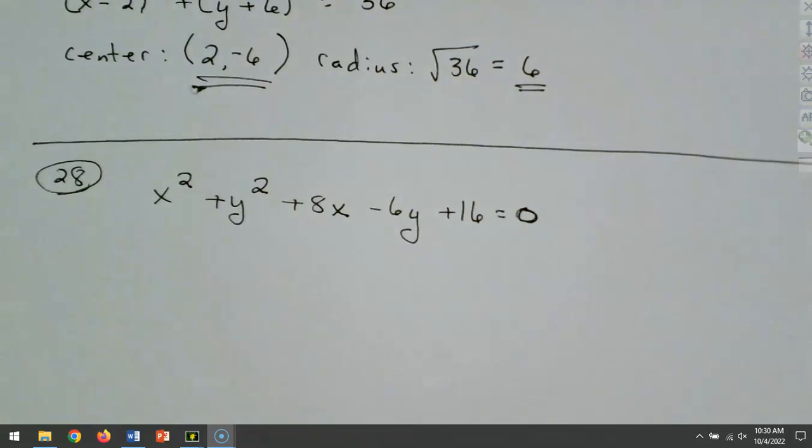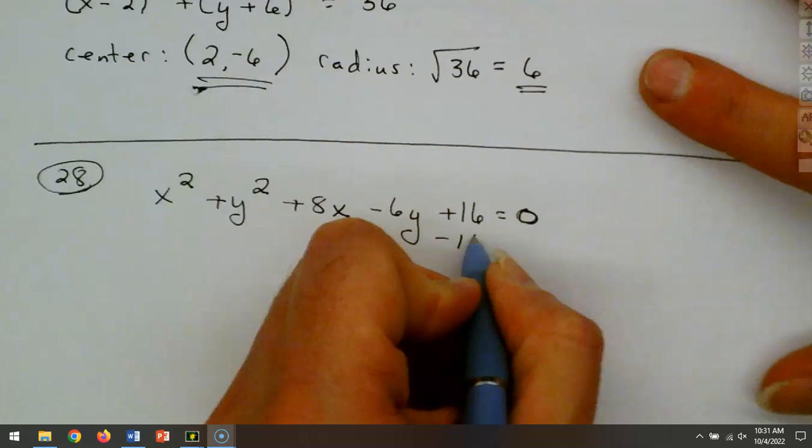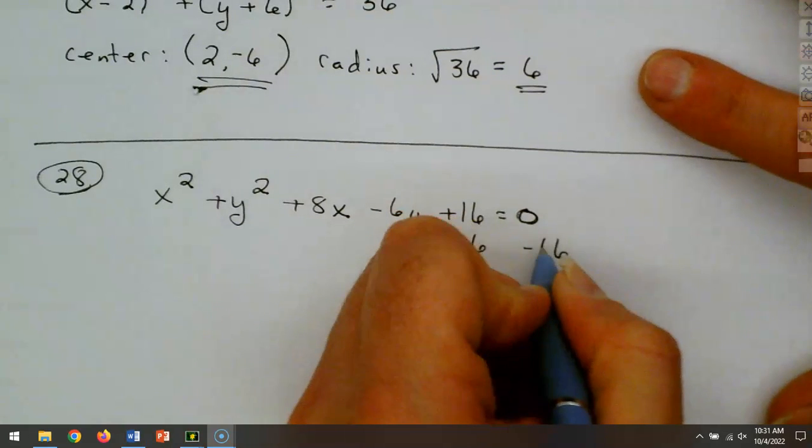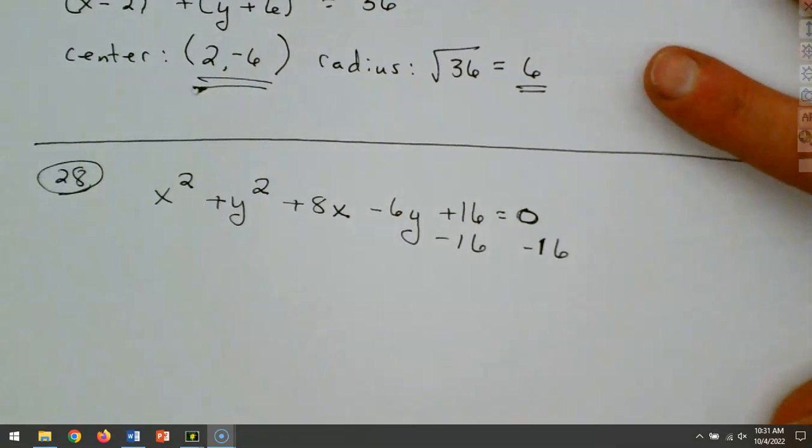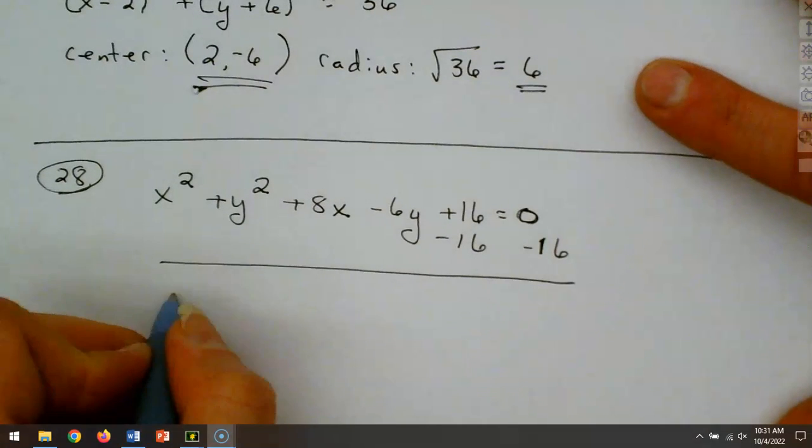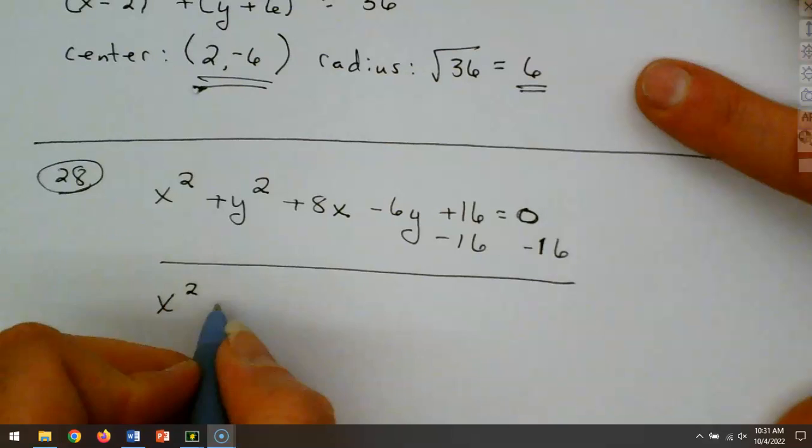Okay, so for this one, we have to make sure, when we work out this one, that all the x's and the y's are on the left. Everything that's just a number goes to the right. So what do we need to do with that 16? That 16 does not belong there, so that 16 needs to be moved over. So you have to make sure x's and y's are on the left. Everything else goes to the right. Now we can work with it.